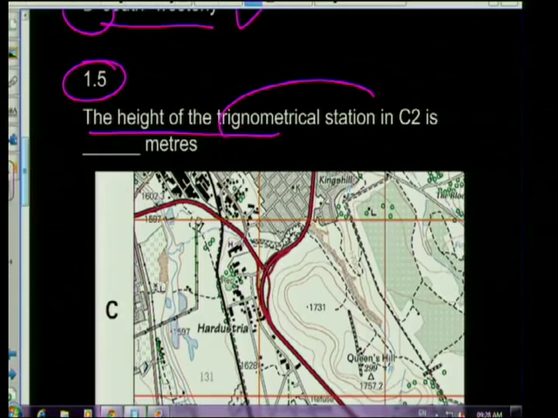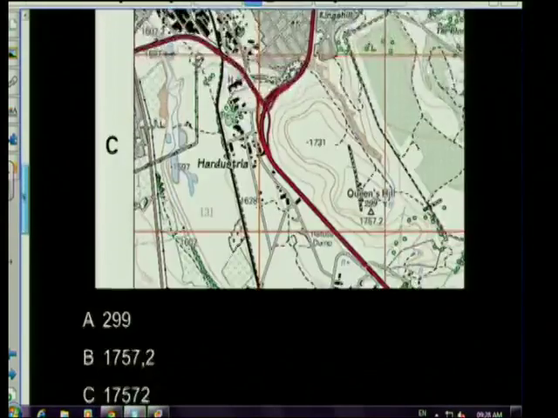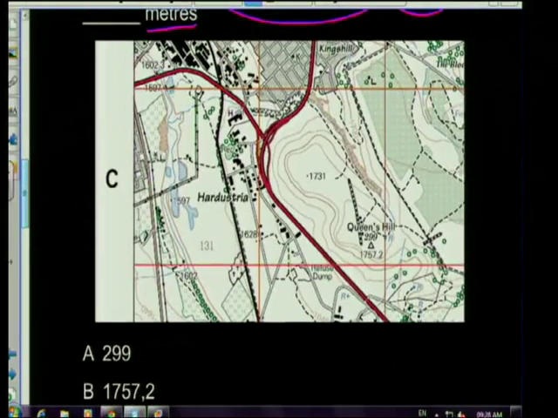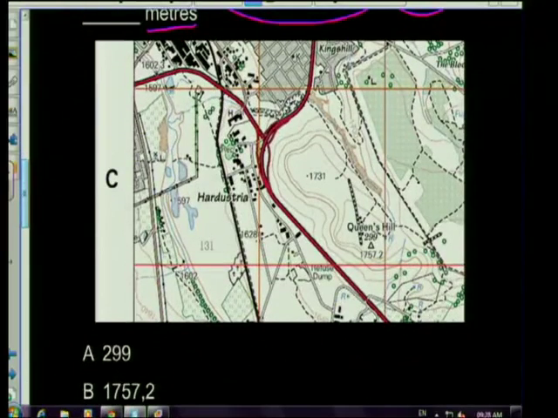Moving on to 1.5. The height of the trigonometrical station or trig beacon, like you've been taught, in C2 is how many meters? Now, this kind of question tests your ability to remember when a type of height is given. For example, on a map like a trig beacon, which value do you use? Let's look closely at the trig beacon in this example. Let's just go back to the question. C2 is this block here, and there's our trig beacon, which is trig beacon 299.